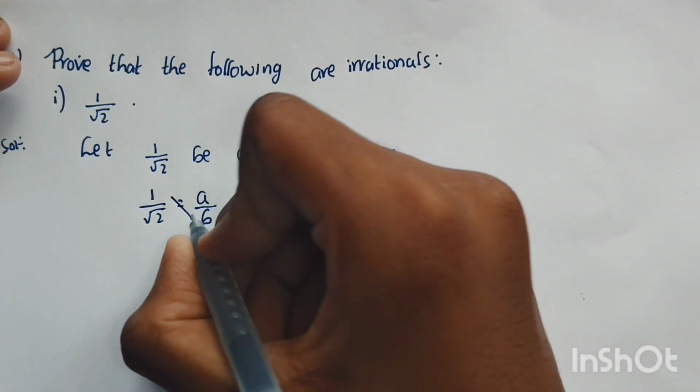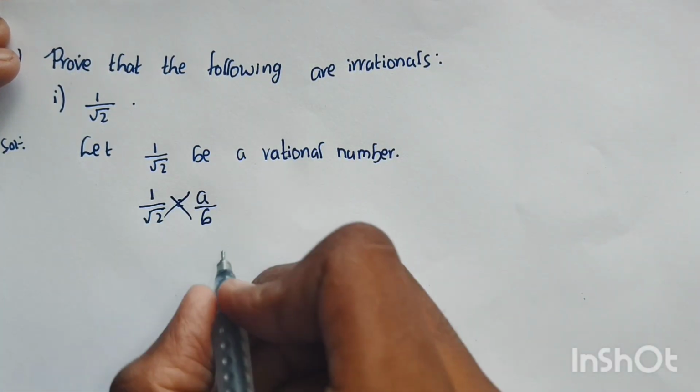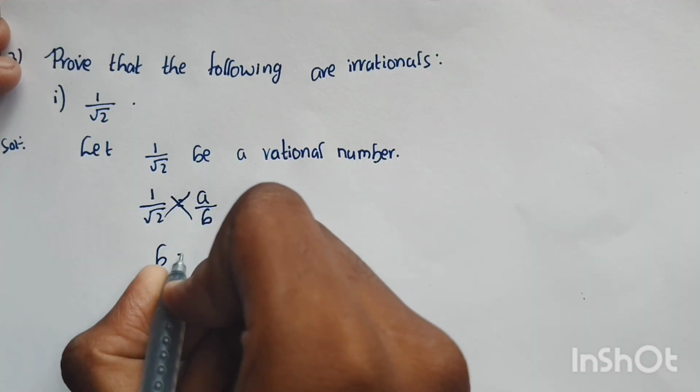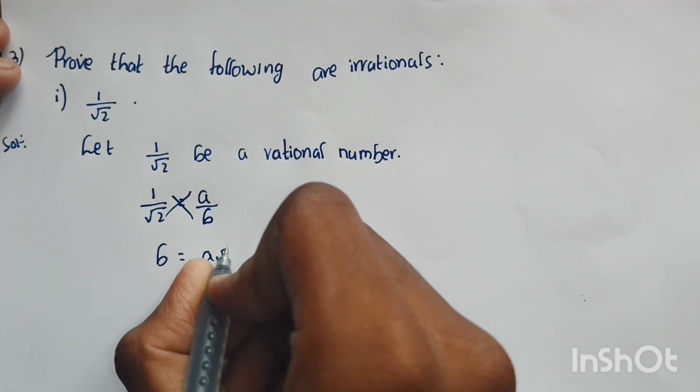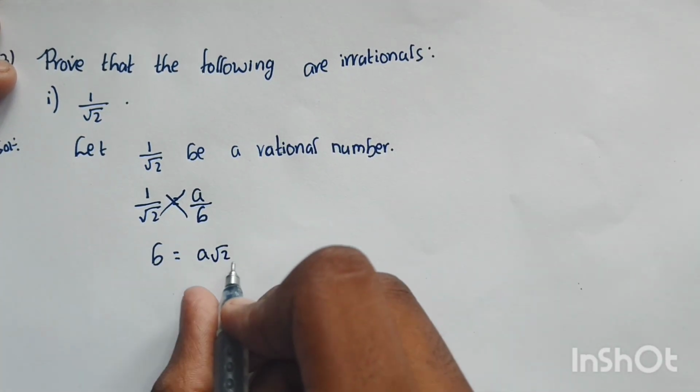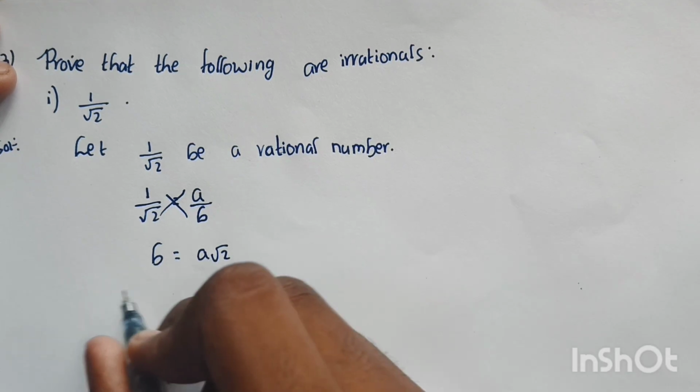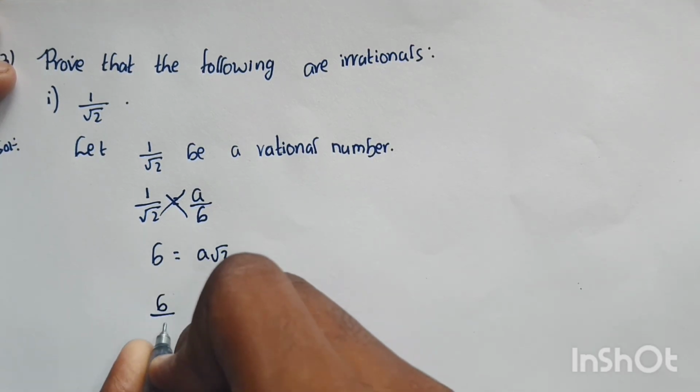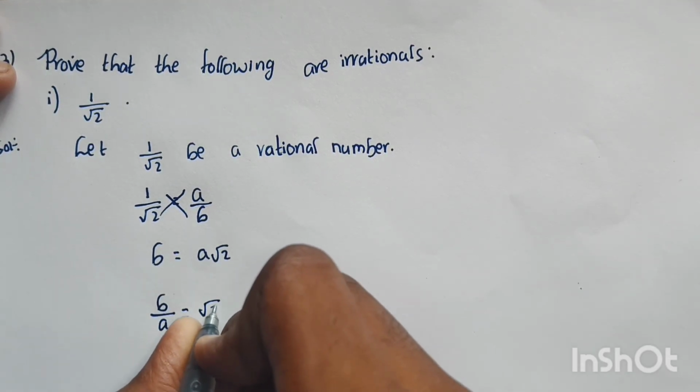I am doing here cross multiplication. b into 1, b, equal to a into √2, a√2. Here a is multiplying. If I send a that side, it will divide. b by a equals √2.